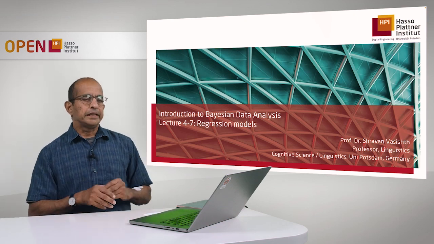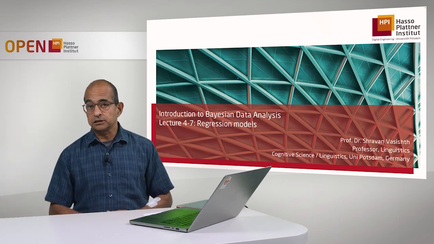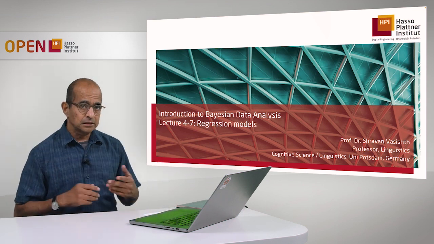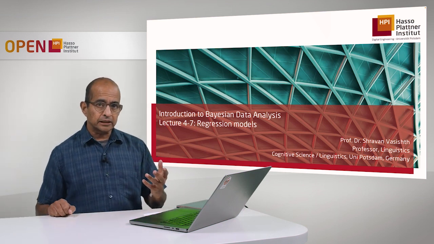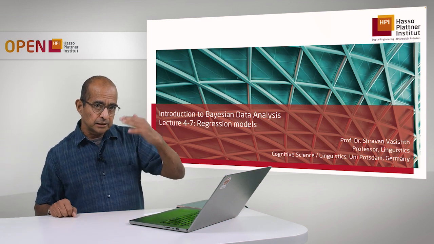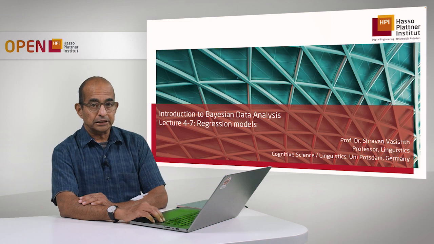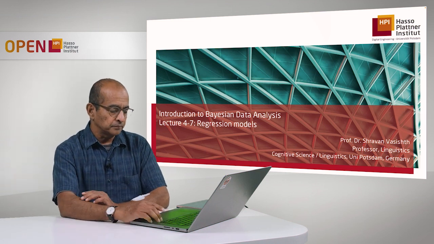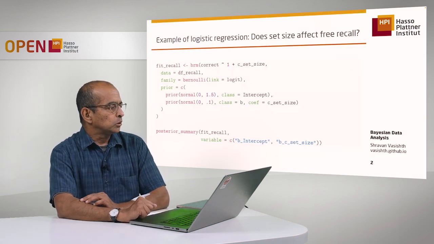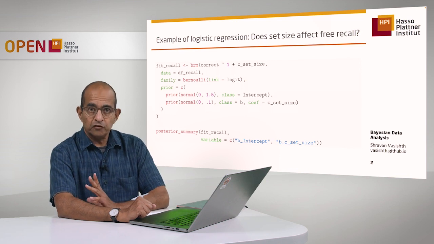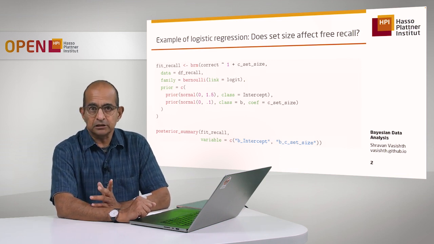So I have been explaining how logistic regression works in this very simple example where we've got recall accuracies in an experiment where we're increasing the set size, the number of words that a participant has to see and then recall one of them, right? And so we are at the point where we can now fit the model because we decided on some priors.